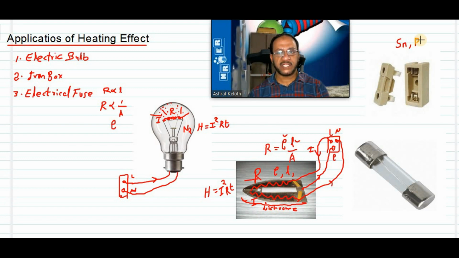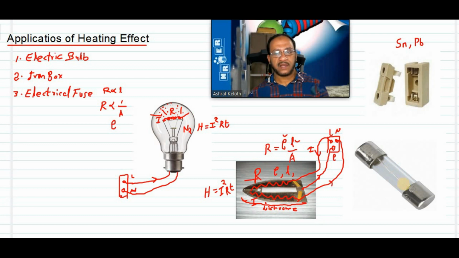Sometimes, if the fuse wire is used for high power supply, along with the tin and lead, we can mix aluminum and copper also. So aluminum, copper, tin and lead all will be mixed together. But for normal low power devices, we use a fuse with tin and lead only. The main property of this alloy of tin and lead is that it has a very low melting point. So when a high current passes through the fuse wire, it will melt because of Joule's heating.